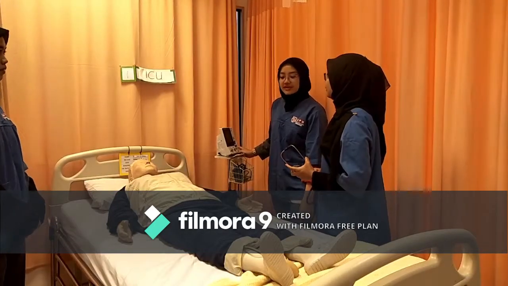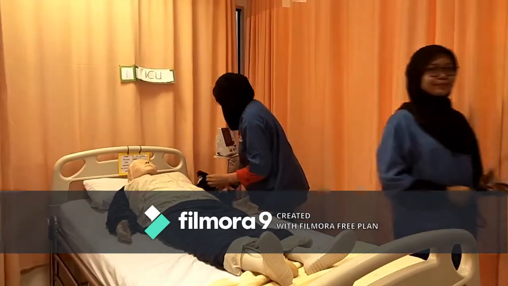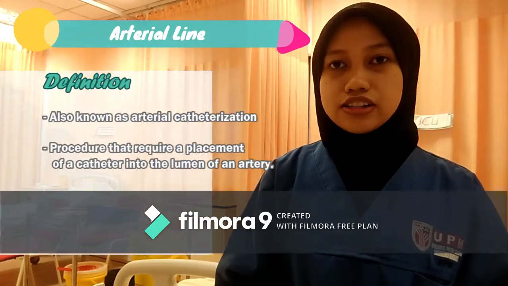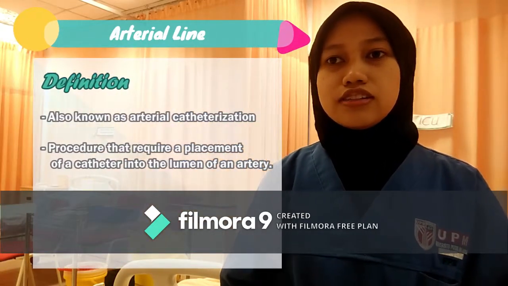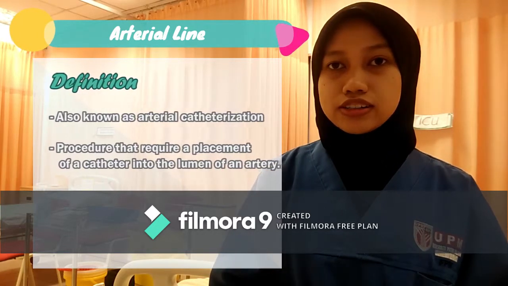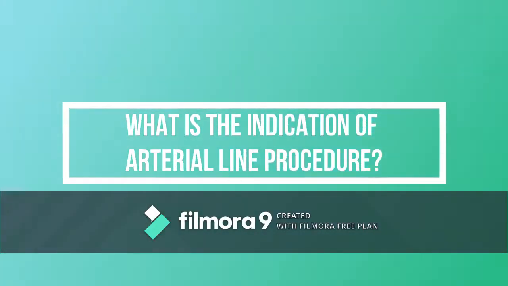Line procedure. So what is arterial line procedure? Arterial line procedure, or arterial catheterization, is a procedure that requires a placement of a catheter into the lumen of an artery. So what is the indication of arterial line procedure?